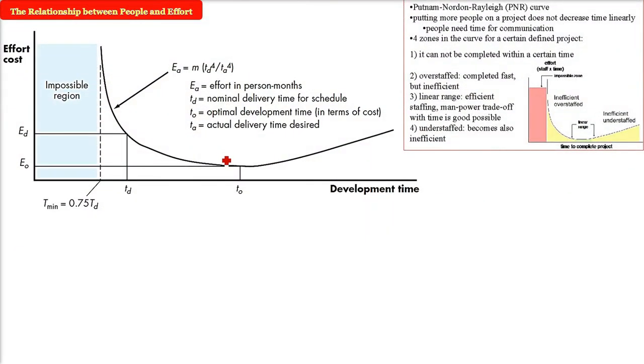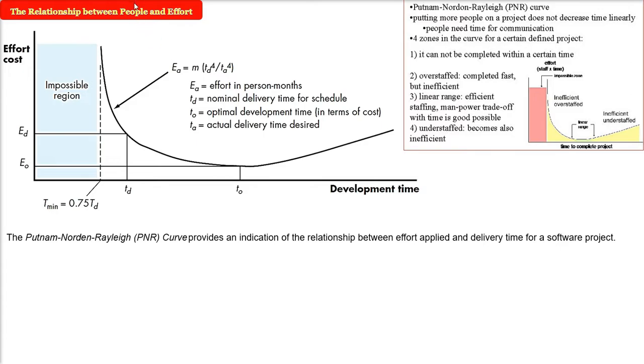The relationship between people and effort. Now this figure is very important. This is a PNR curve. This stands for Putnam, Norden and Rayleigh curve. And this is giving an indication of the relationship between the effort, which is actually the cost also, applied on the y-axis, and on the x-axis you see the delivery time for the software project.